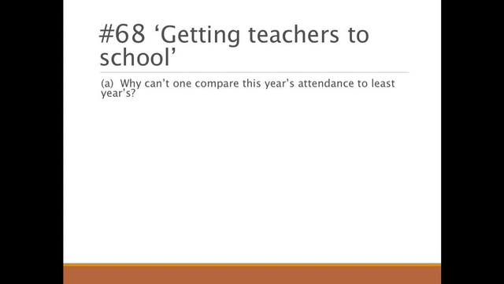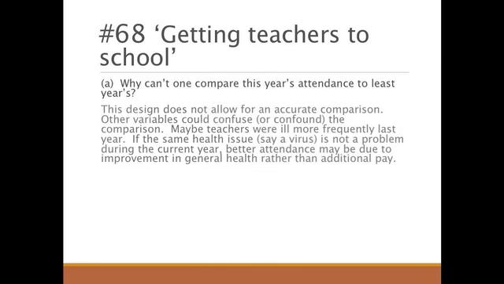So the idea is, in this experiment, why can't we just compare last year's attendance to the attendance of teachers this year, where this year all of the teachers have the opportunity to be a part of the financial incentive program? Well, the bottom line is this wouldn't allow you to have an accurate comparison because there are other variables, other characteristics that could confuse or confound that comparison from year to year. So maybe last year teachers were ill because of some kind of virus. If that same issue is resolved, then in this current year, the better attendance may not have to do with additional pay. It may have everything to do with better health.